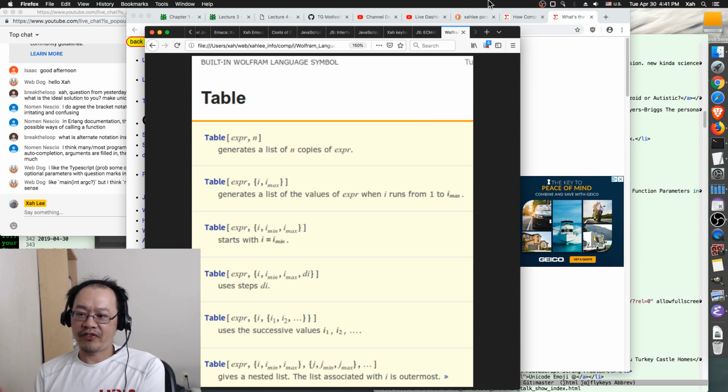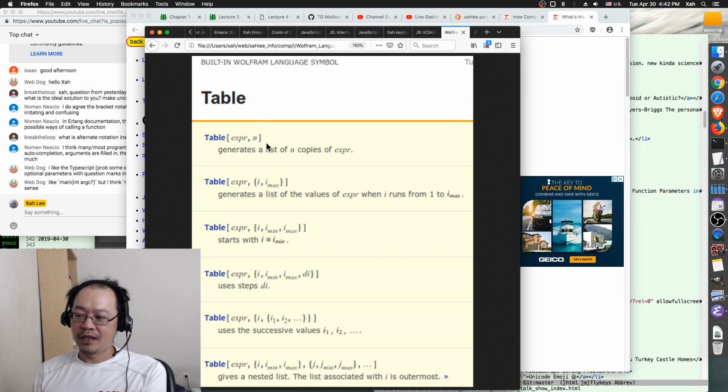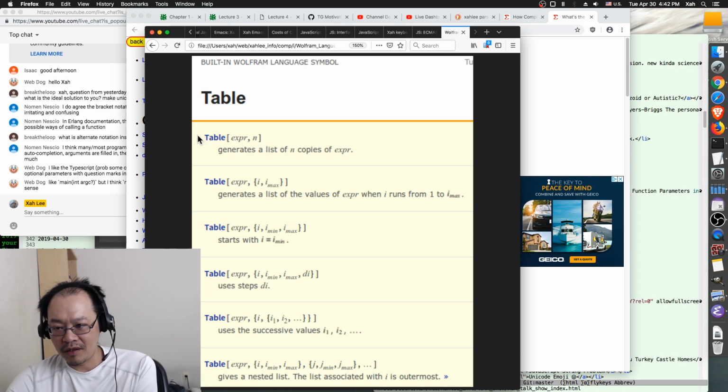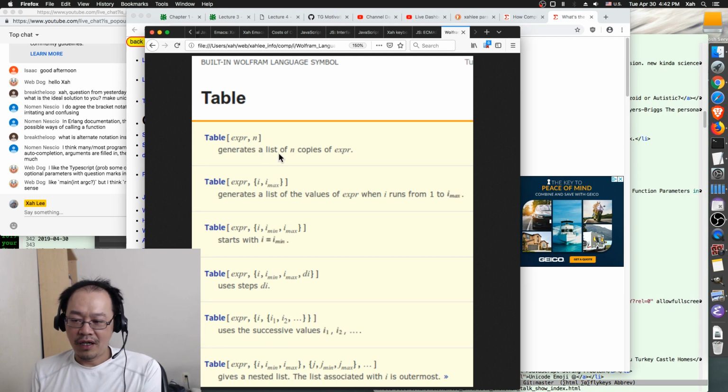So table is a function in the Wolfram language. First of all, table takes two arguments. By the way, the square bracket in the Mathematica language is for function. It's like parenthesis in convention in Python or Java or JavaScript and so on. So a table takes two arguments, expression and n. It will generate a list.